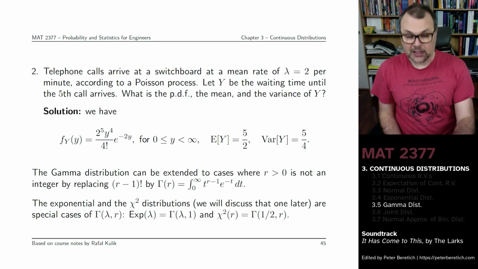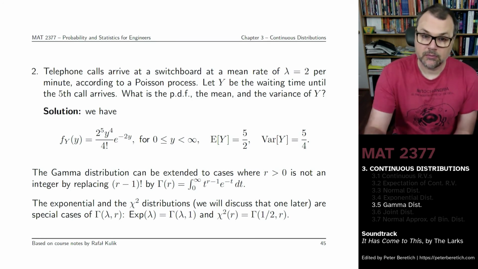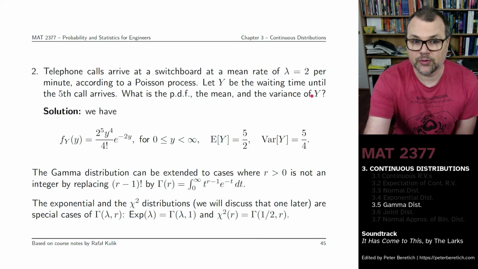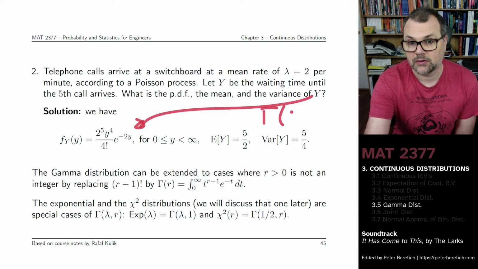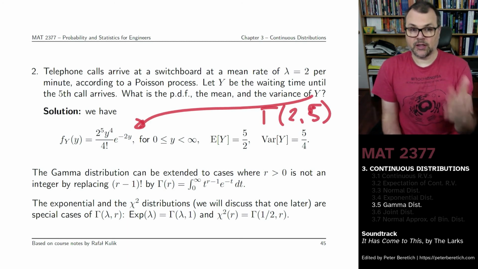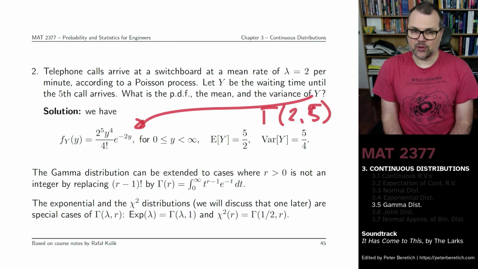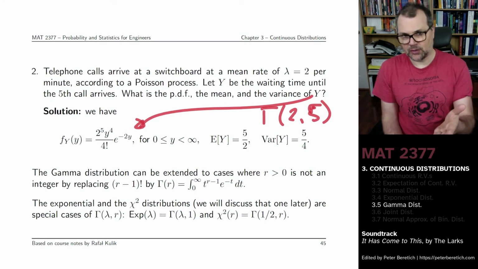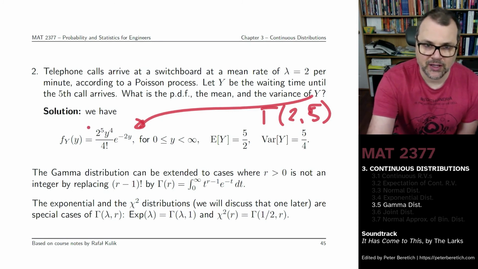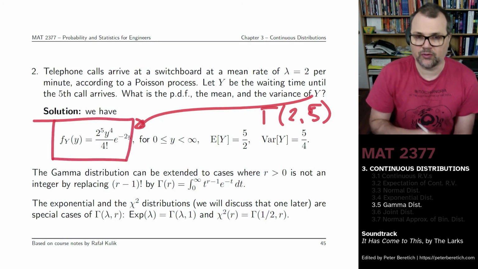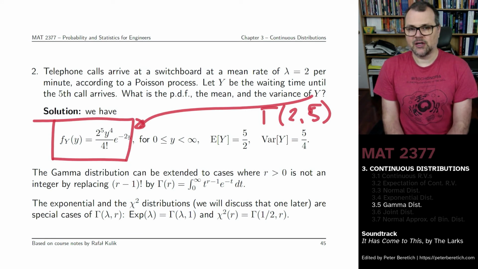Again, we replace our lambda by 2 and our r by 5 into the formula for the gamma distribution, and we get a PDF of lambda to the r times y to the r minus 1 divided by r minus 1 factorial times the exponential of minus lambda y. So lambda by 2, r by 5 throughout. This is what we're going to get right here. So we can just use the formulas for the expectation and the variance. This is r over lambda and r over lambda squared.